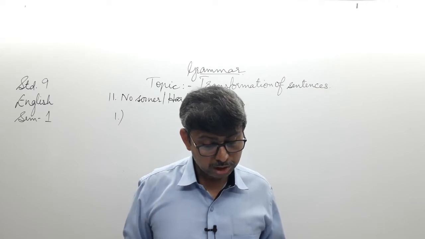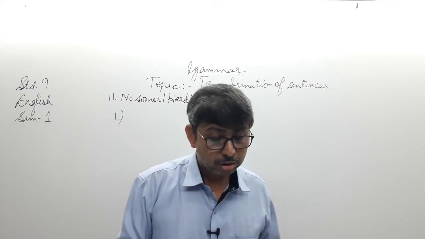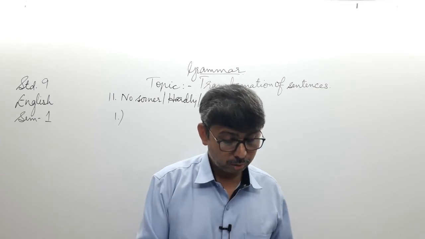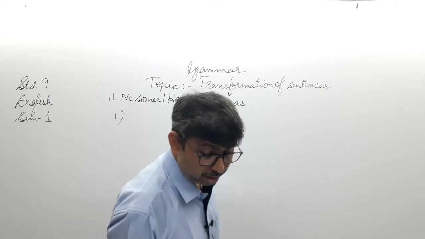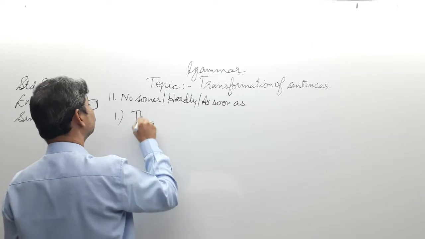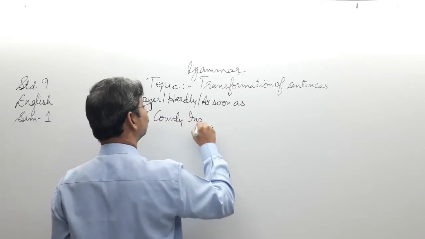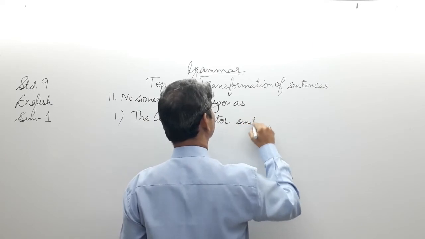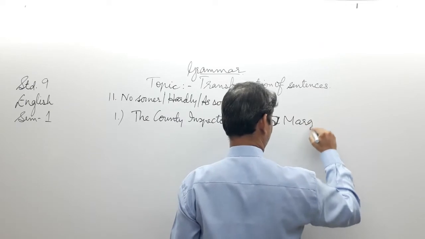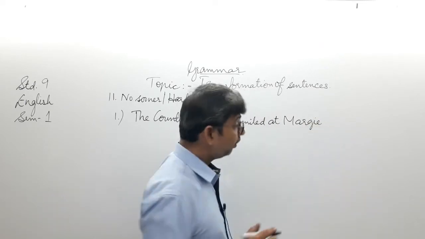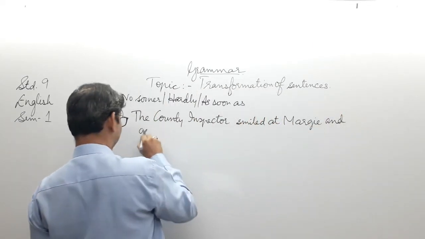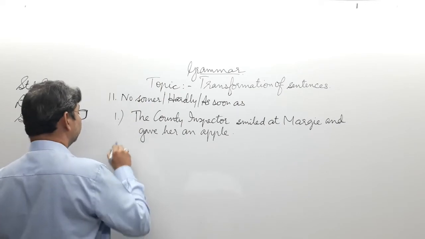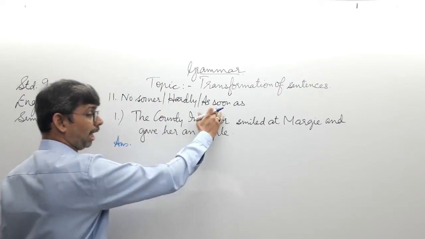The first one: the county inspector smiled at Margie and gave her an apple. So let's write this with all three, one of each: no sooner, hardly, and as soon as. Note down the question. The county inspector smiled at Margie and gave her an apple. We'll have three answers for this with no sooner, hardly, and as soon as, one at a time.